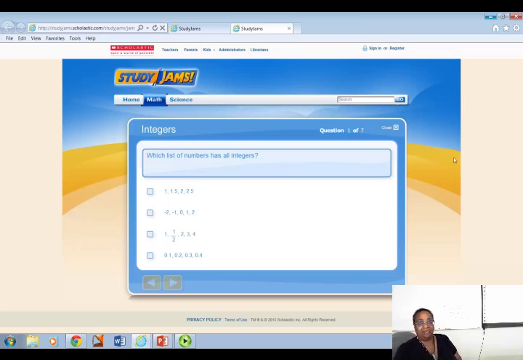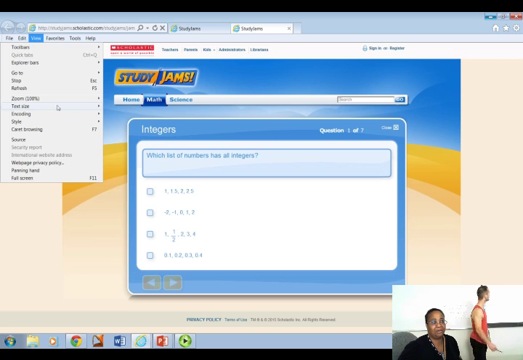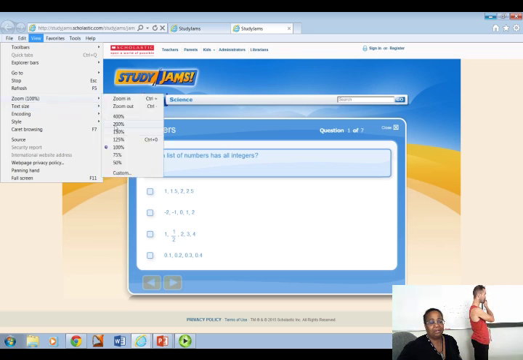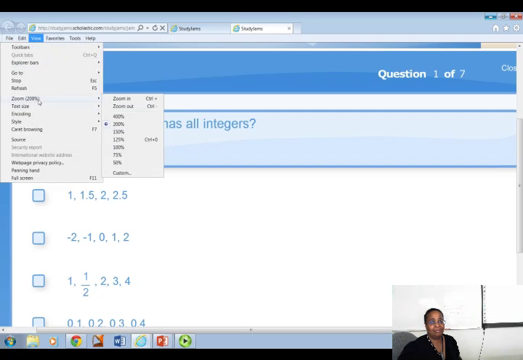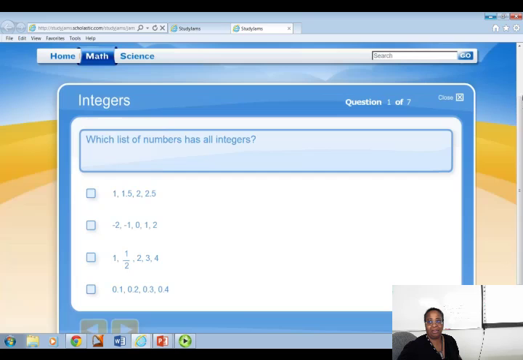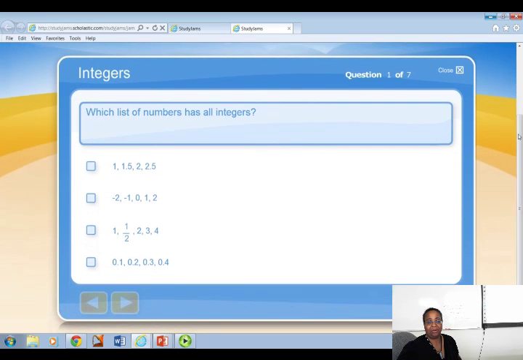Which list of numbers has all integers? The first one, the second one, the third one, or the fourth one. Can you guys see it? Let me see if I can make this bigger. Oh, that's too big, isn't it? Let me try 150. Is that big enough for you to see? That's better? Okay. So does the whole class say that it's the second one? That's what Alicia says. Okay.